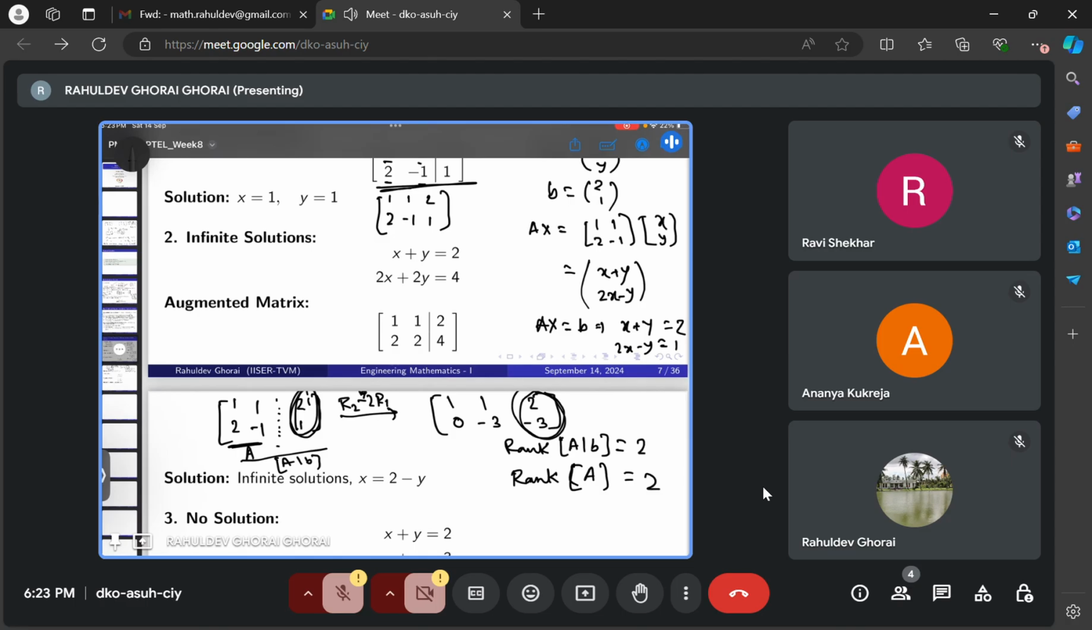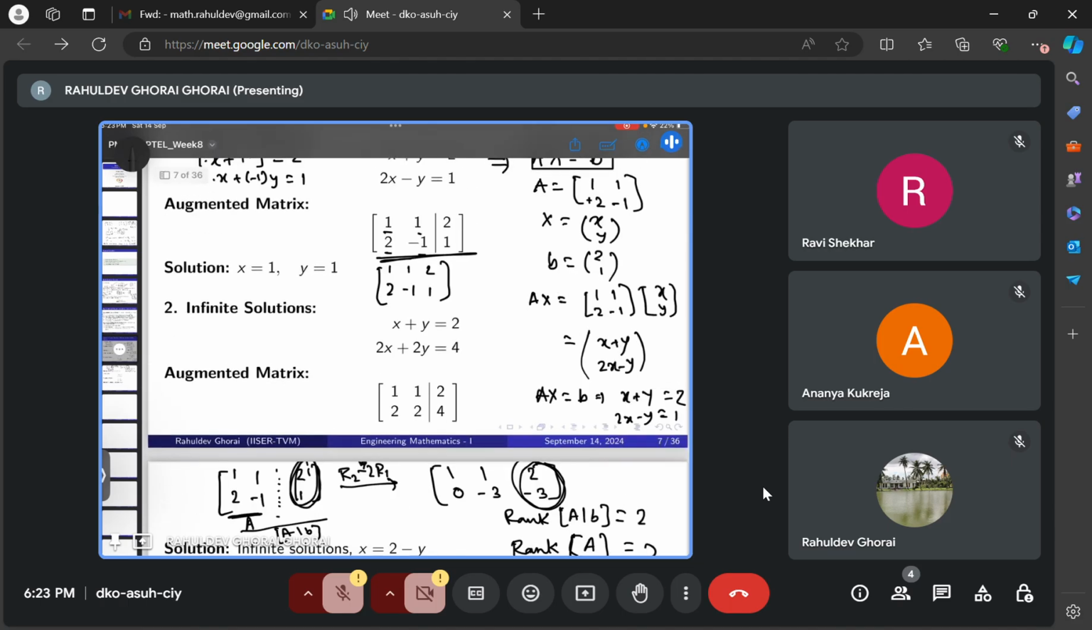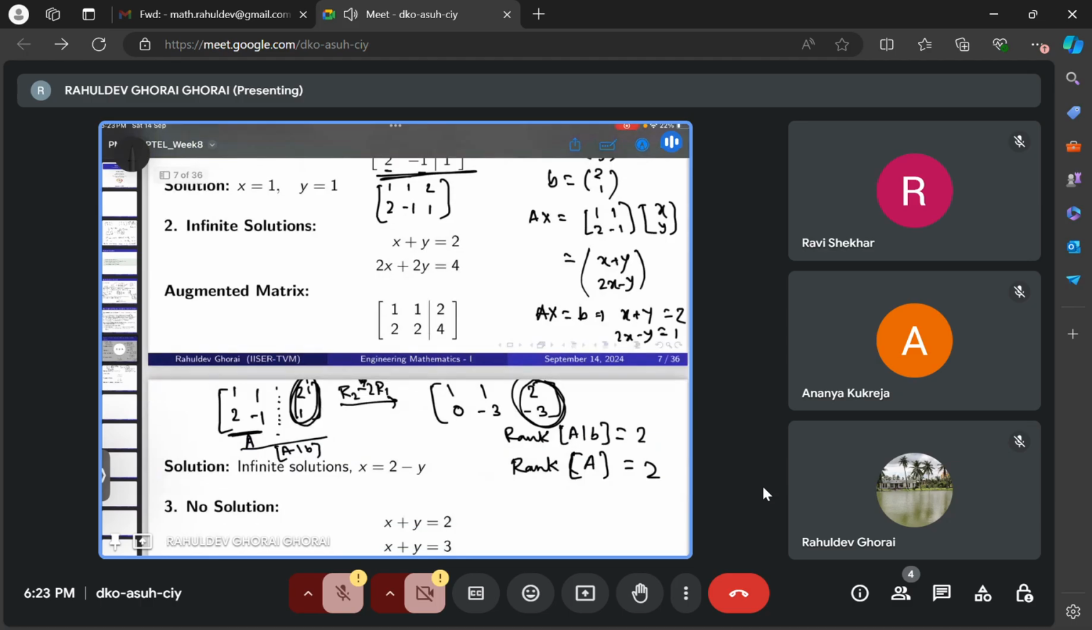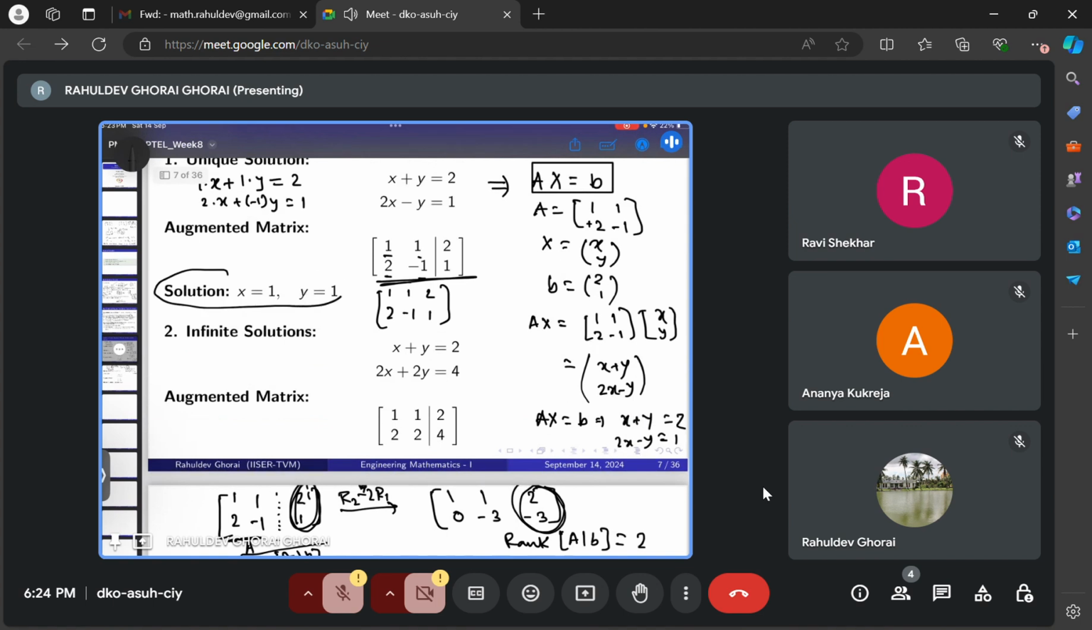And that 2 is the number of non-zero rows. The rank of A can be maximum 2, right? So that is also equal to the number of unknowns. When this happens, we will say that the system has a unique solution. Also here you will find that x equal to 1 and y equal to 1 is the only solution.